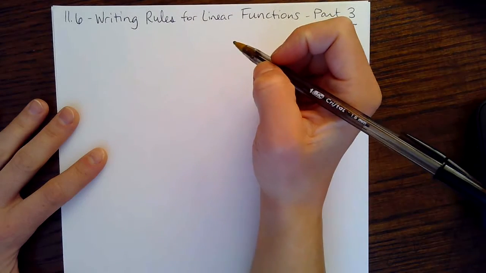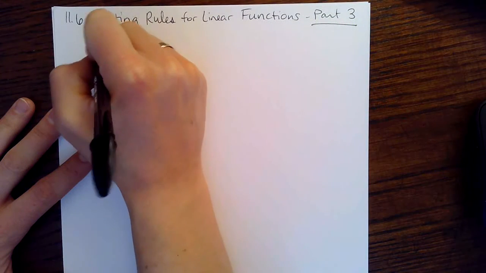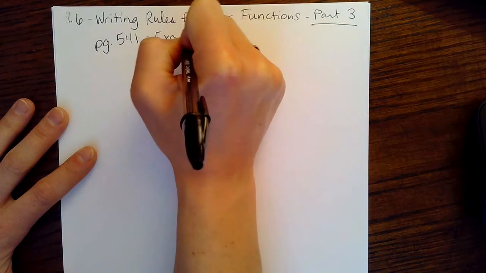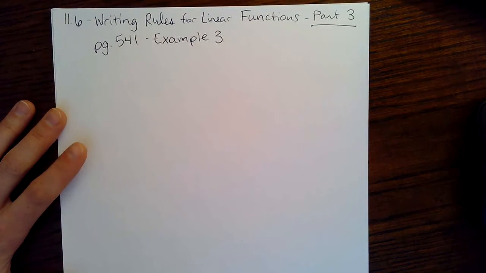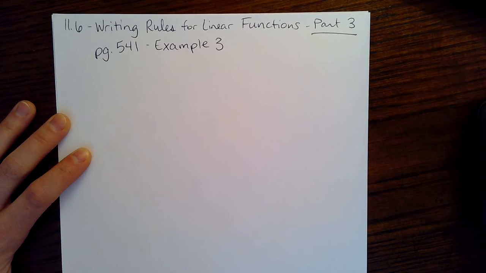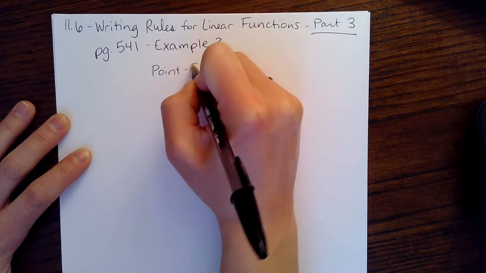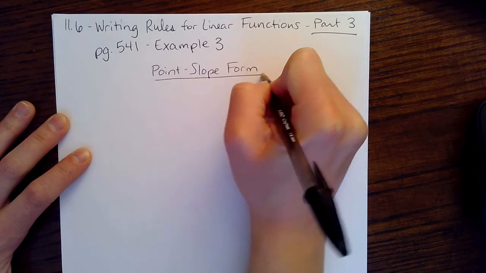All right, and last part here is writing an equation from a graph. Again, this is also on page 541. This is example 3. And just above example 3, you'll see in the book an explanation of a new form of writing the equation for a line. This is point slope form. And we're just going to briefly look at this. You'll see this in more detail in Algebra 1.